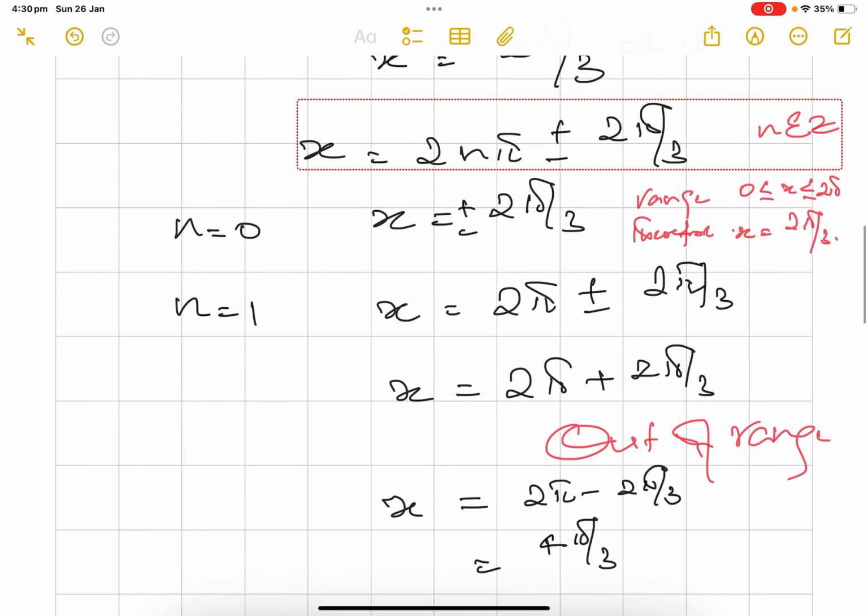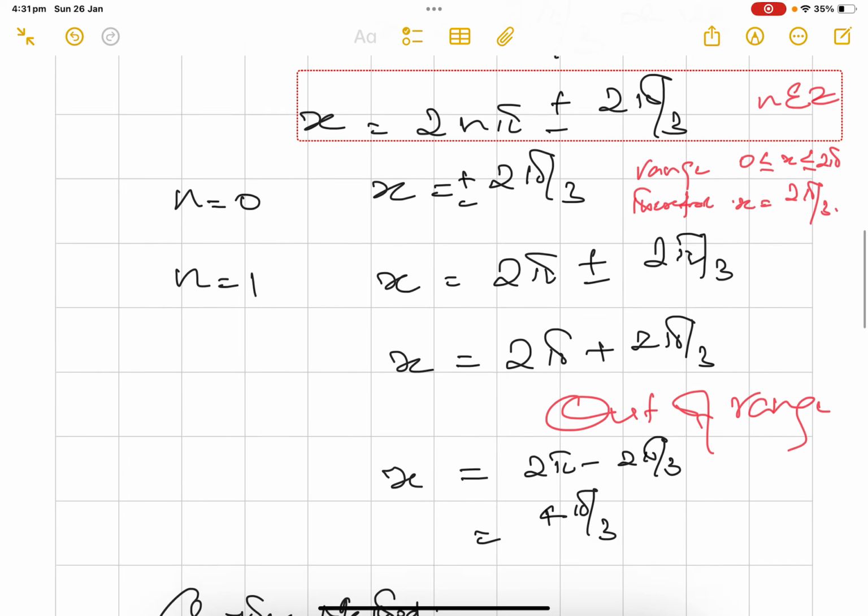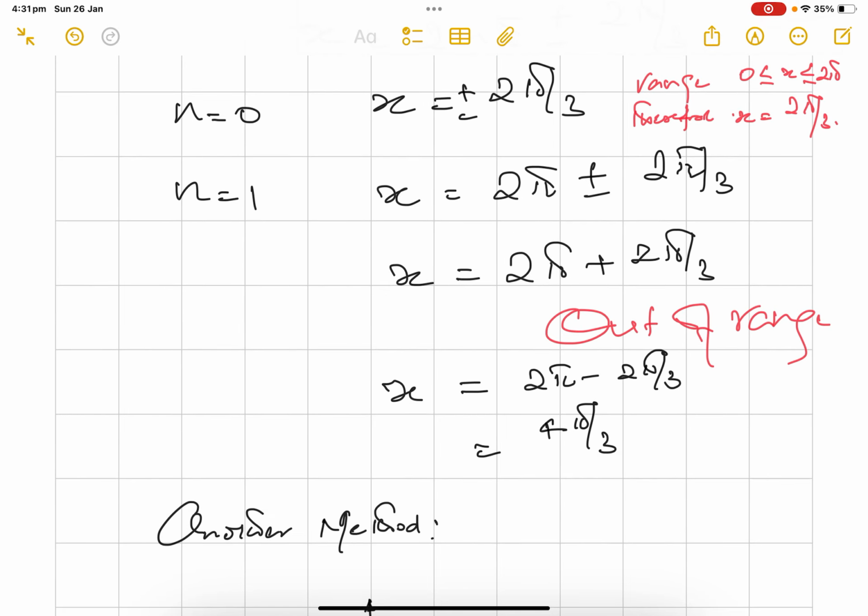That's one. If we substitute n equals 1, that gives 2 pi plus or minus 2 pi by 3. If you take the plus value, 2 pi plus 2 pi over 3, that goes out of the range, greater than 2 pi, which we don't want. So we take just the minus: x equals 2 pi minus 2 pi by 3, that is 4 pi by 3. That's all. We don't need to go further because that will go out of range.